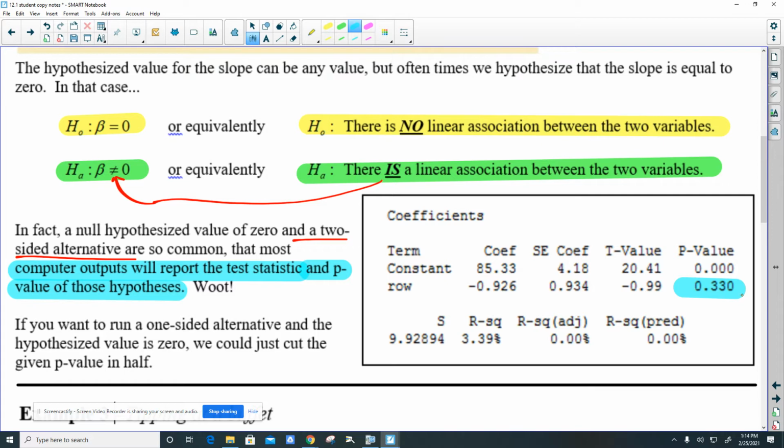One second, I'm having some issues with my marker here. Let's see. So let me register.